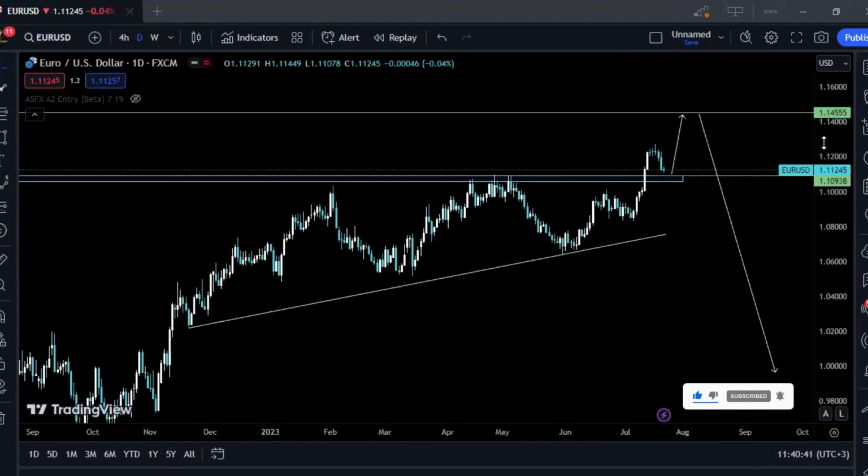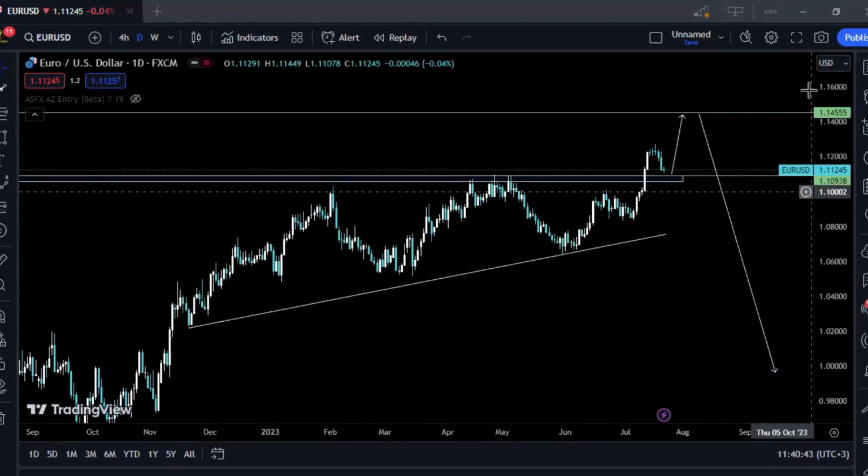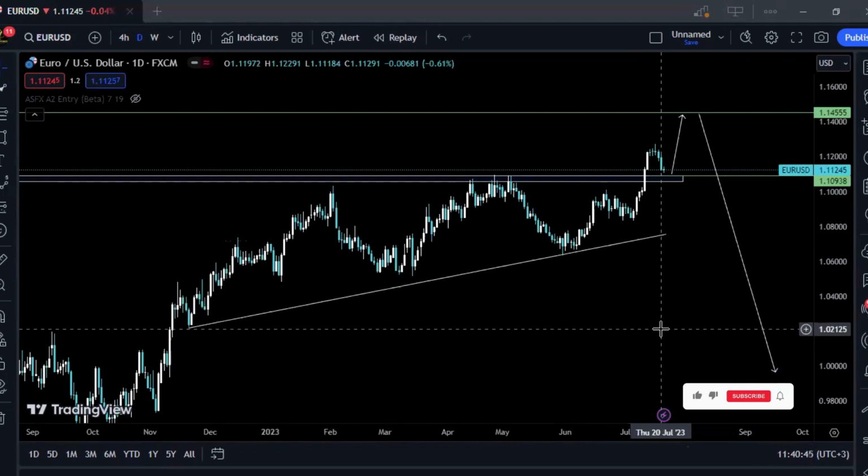That's about a 300 pip move, almost 400. So it's going to be a nice swing trade. Let's just wait and see how that plays out.